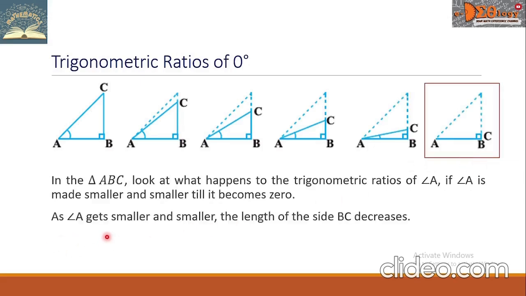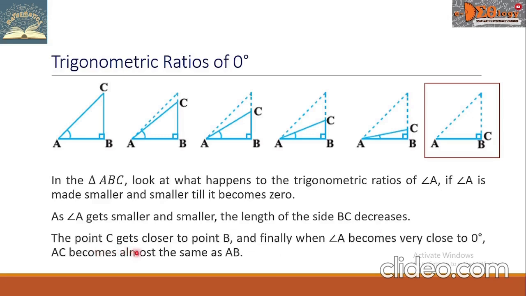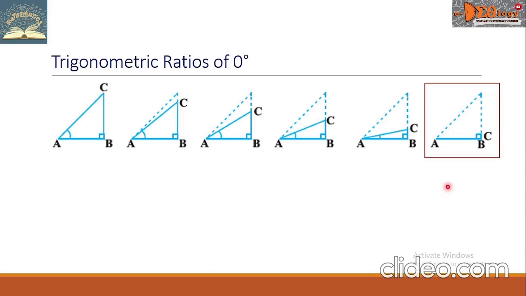As angle A gets smaller and smaller, the length of the side BC decreases. The point C gets closer to point B, and finally, when angle A becomes very close to 0 degree, the side AC becomes almost the same as side AB. Now let us use our final figure here to compute the trigonometric ratios of 0 degree.